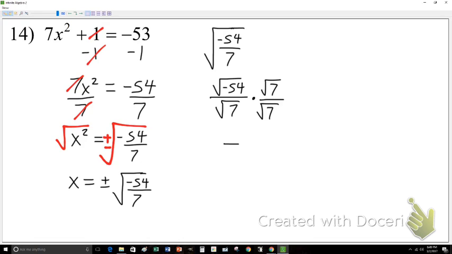So we multiply the square root of 7 times the square root of 7 on the denominator. That just leaves us with 7. The square root of negative 54 times the square root of 7, well, we multiply what's in both the square roots together. So that'd be the square root of negative 378.